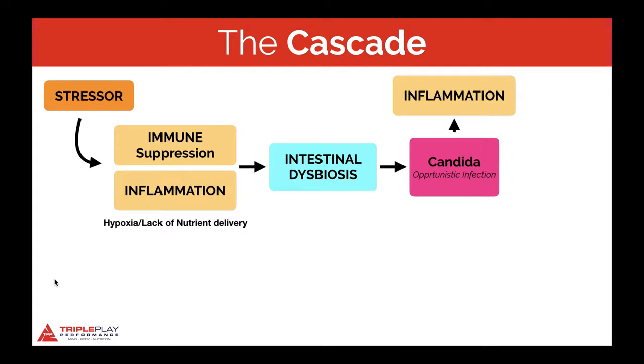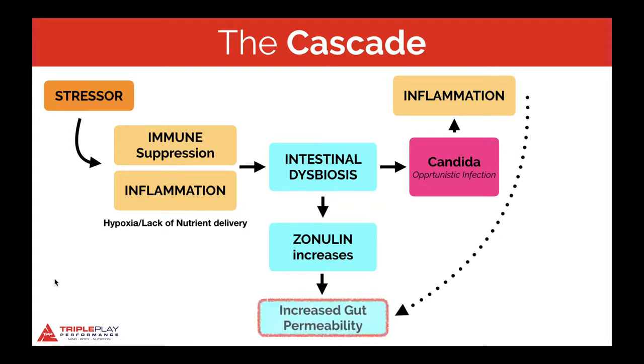But in a state of dysbiosis, Candida tends to flourish, which then causes a lot of inflammation because Candida produces a lot of its own toxins, which then induces inflammation. One, because the immune system's trying to react against it. And then when intestinal dysbiosis increases, you also increase a protein called zonulin. And what zonulin does is it increases the gut permeability. So does inflammation.